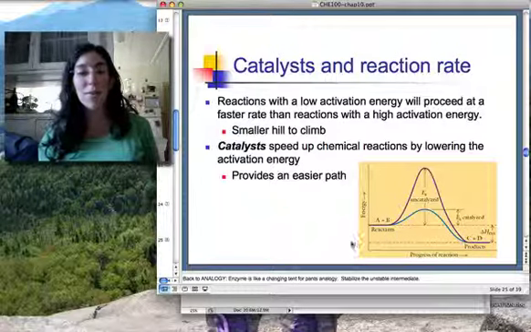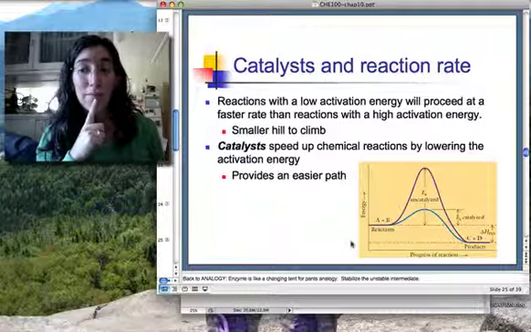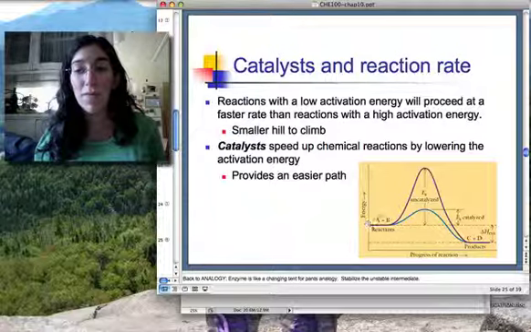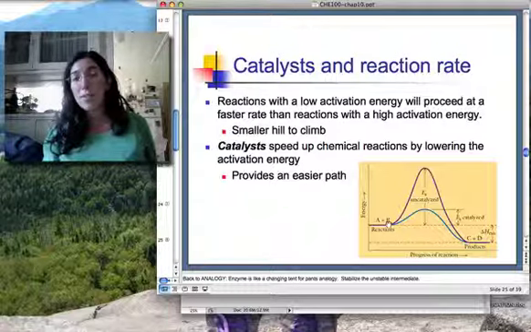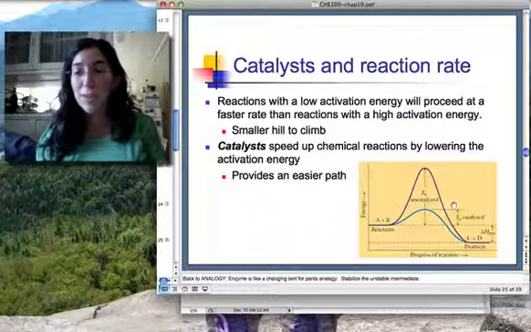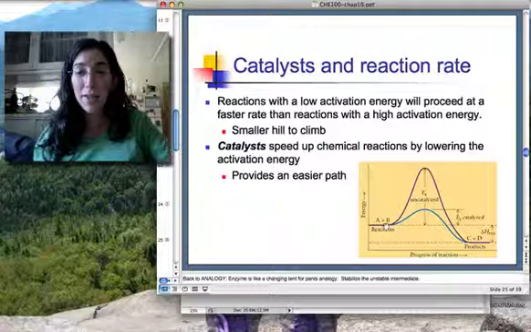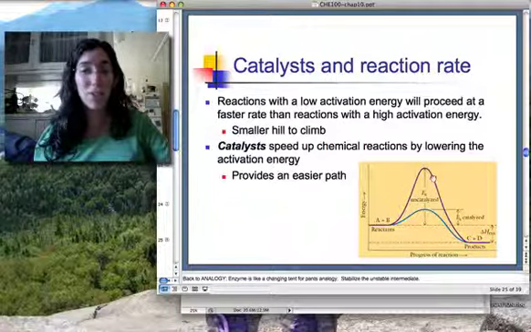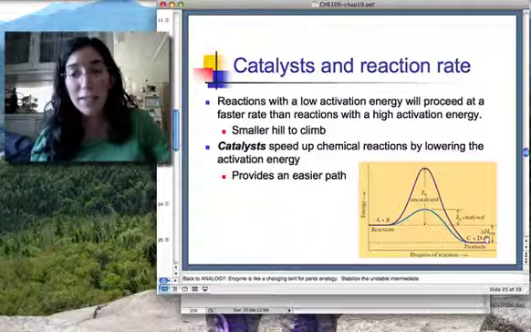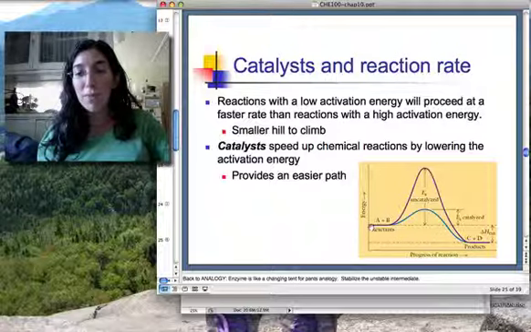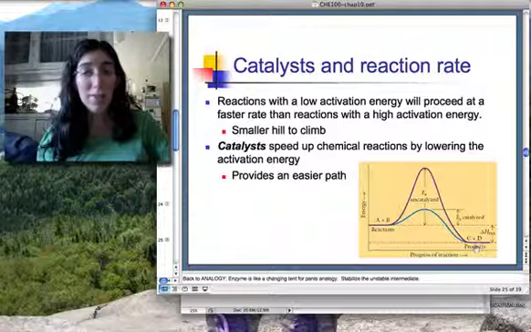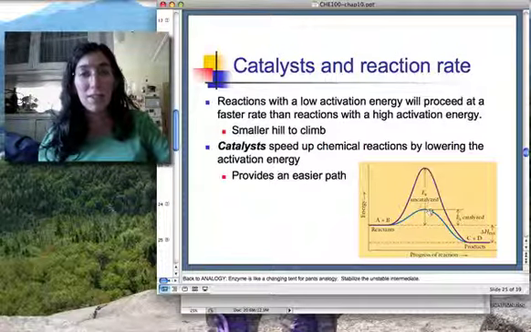Is this an endothermic reaction or an exothermic reaction? Hopefully you said exothermic because the reactants are higher than the products. So it doesn't matter which one it is, but I was just trying to quiz you there. So normally this is the activation energy that's required for this reaction if you follow the purple line. If you add a catalyst, look what happens. The energy of the reactants and products are the same, but this activation energy, this hill, is drastically reduced.